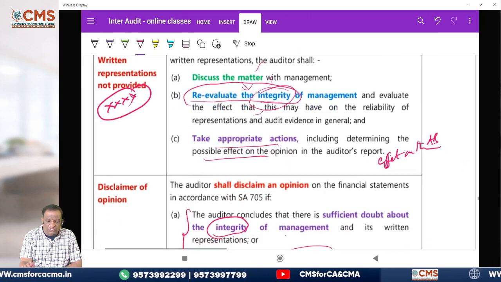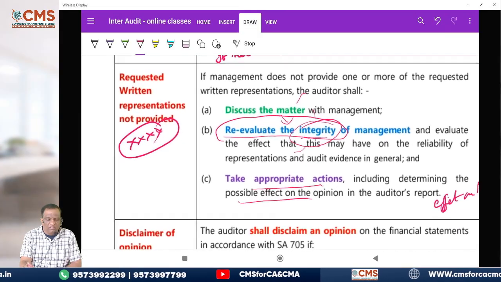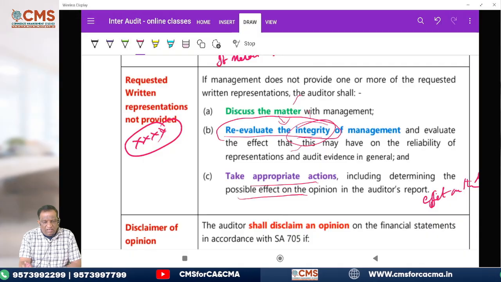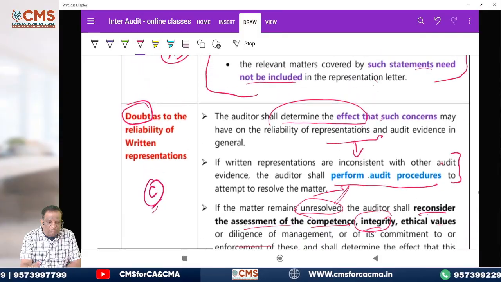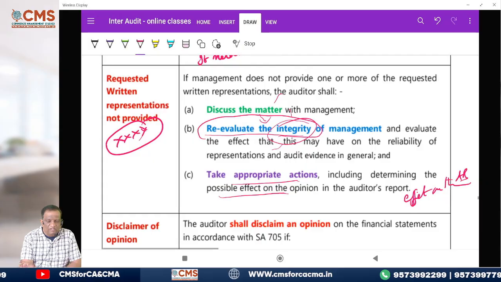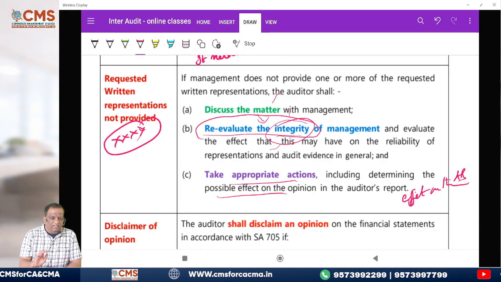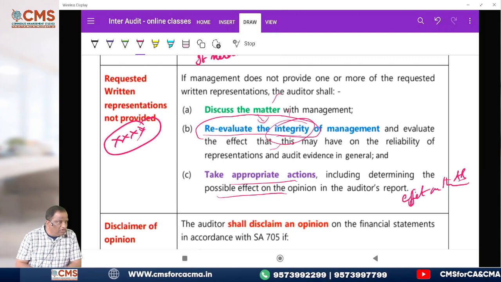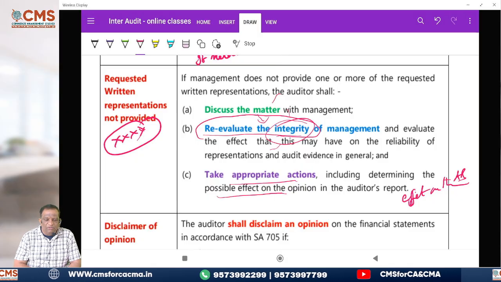That's all. This is your written representation from your exam. And probably one more, the last and final one: what if the management does not provide the written representation? What is the difference between what we discussed before, that is the doubt, and this topic? In the earlier one, they have given, but it is not reliable. But in this case, they have not given at all. They are not willing to give at all. It is mandatory for me to collect, but they are not willing to give. So if the management is not willing to give, what should I do?